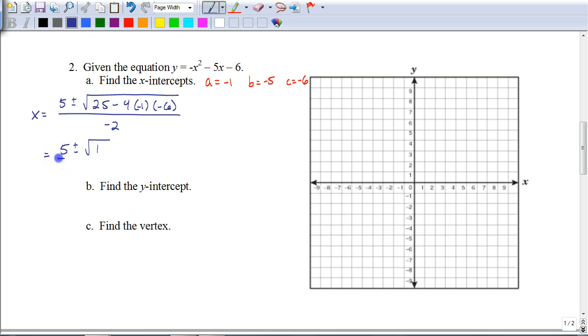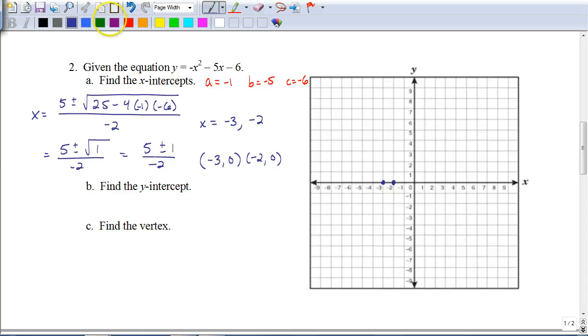We should get the square root of 1 here, which we know is the same as 1. So when I simplify this, 5 plus 1 is 6, divided by -2 is -3. 5 minus 1 is 4, divided by -2 is -2. Remember, it means our coordinates are (-3, 0) and (-2, 0). The fact these two are so close together tells me my vertex is going to be close to these. It's not going to be very far off.